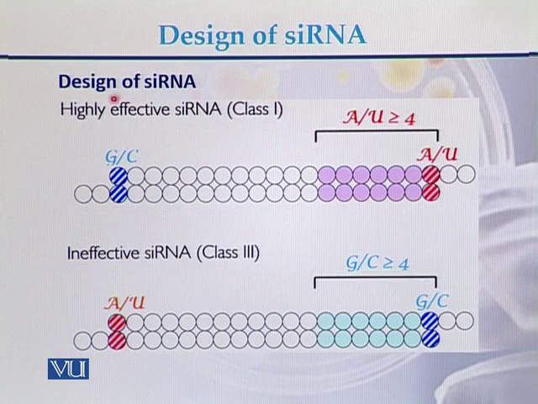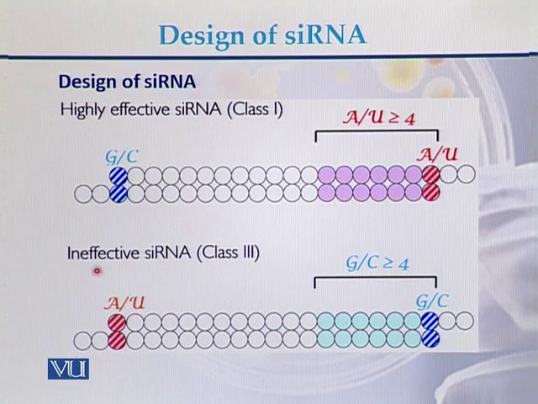If we concentrate on the design of siRNA, if we find such a design, it is usually called class 1 siRNA, in which most of the nucleotides are AU. Here we can see that if the AU nucleotides are 4 or more than 4, then it is a highly effective siRNA, which is called class 1 siRNA.